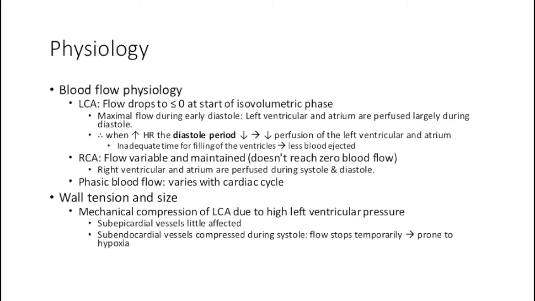In terms of wall tension and size, mechanical compression of the left coronary artery occurs due to the high left ventricular pressure. This is mainly affecting the subendocardial vessels, which are compressed during systole, and so flow within the subendocardial region of the heart is temporarily reduced, and this means that this region is highly prone to hypoxia. In contrast, the subepicardial vessels are minimally affected, so the outer layer of the heart is relatively well perfused, but the inner layer of the heart can become hypoxic during ventricular contraction.